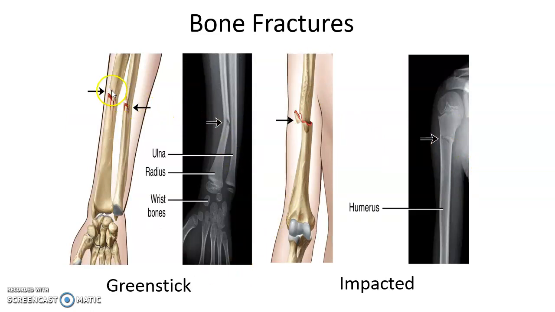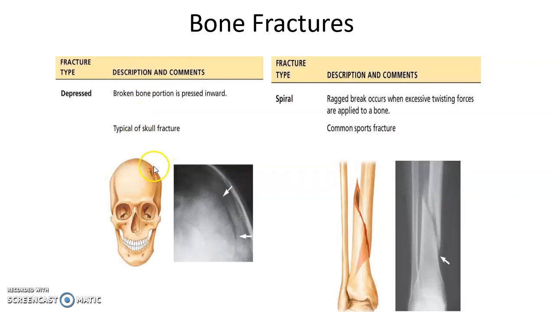Green stick fracture is where the bone breaks on one side, but on the other side it's still unbroken, but it is bending. So here we can see a green stick fracture. Impacted fracture is when the one end of one bone gets jammed into the medullary cavity of the other bone. Depressed fracture is when some sort of impact causes a depressed, pushed in area on the bone.